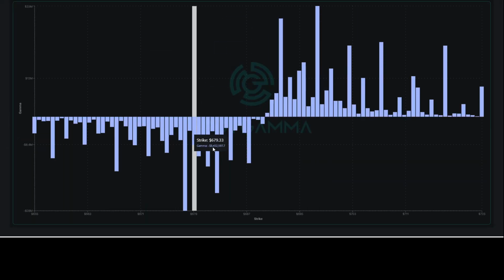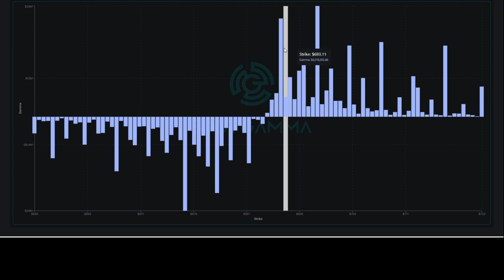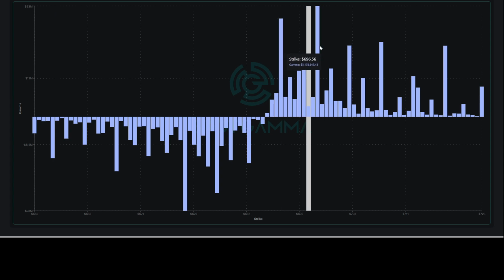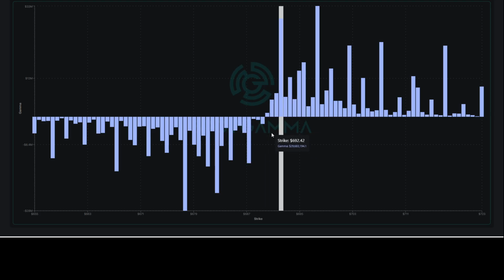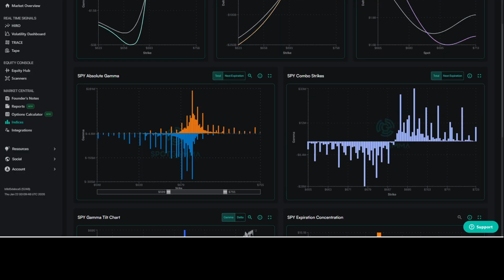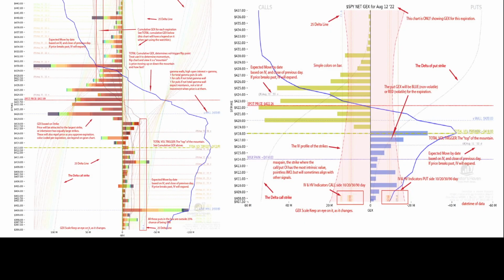See here, this big GEX level acts like support or resistance too, depending on what regime we are in, a negative regime or a positive regime. Okay, continue with this.